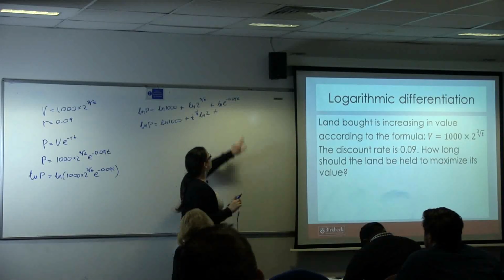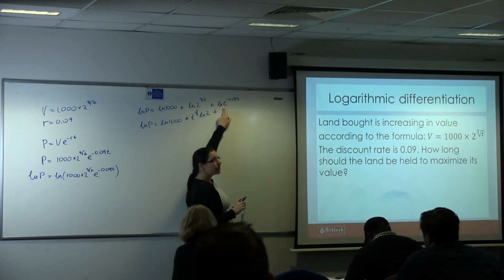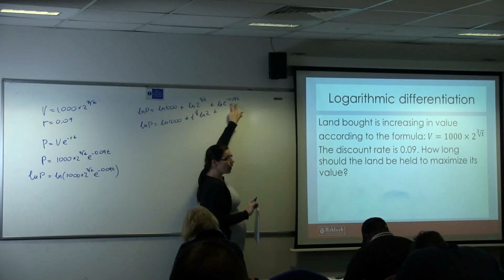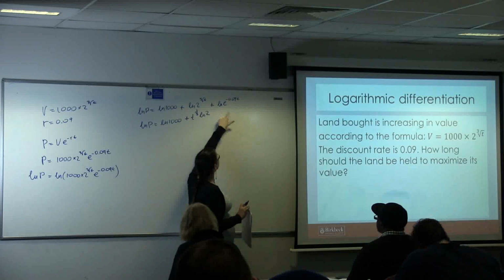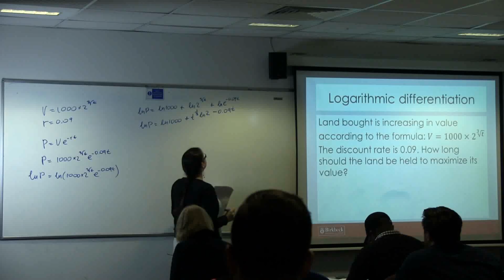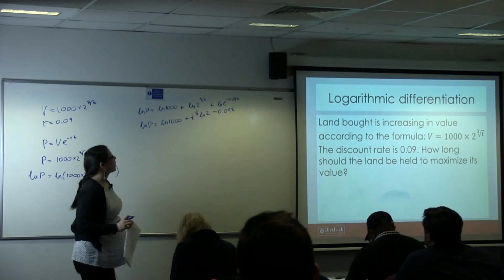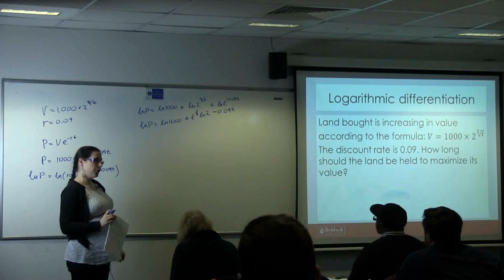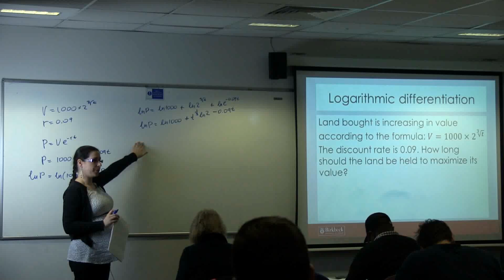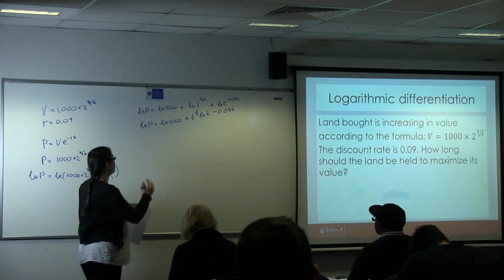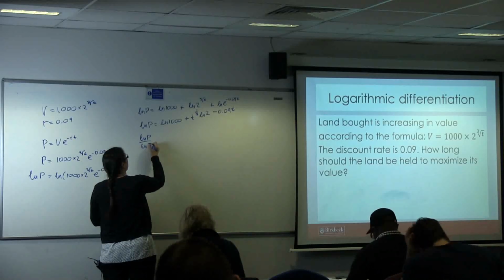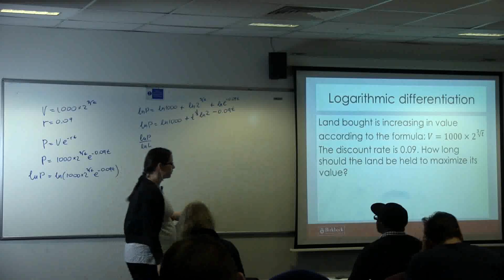What do I know about ln and e? They cancel each other out. They are inverse functions. So that is just becoming the power. So actually, I don't need the positive sign. I need a negative. Okay? Now, a lot friendlier to differentiate, isn't it? That is the whole point of the log differentiation. So what you need to find now is... Oops, what am I writing?